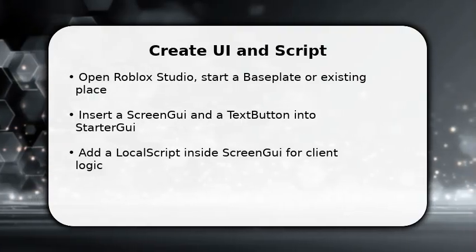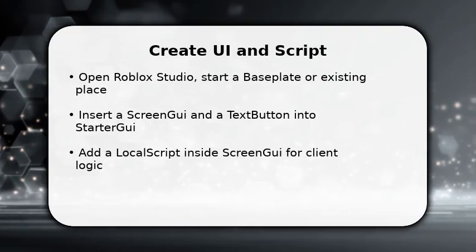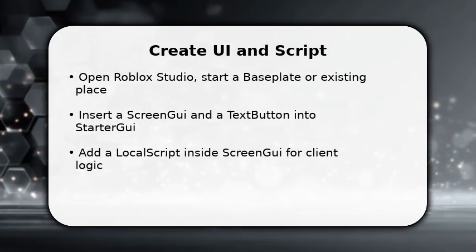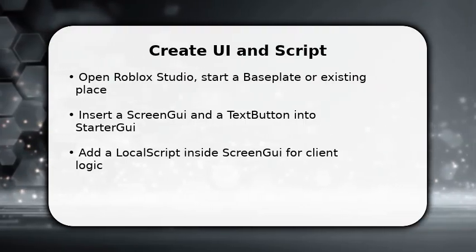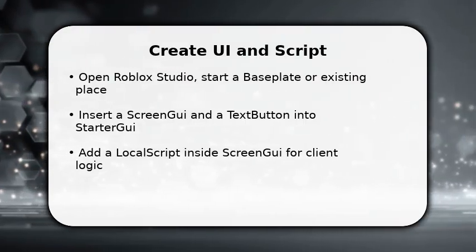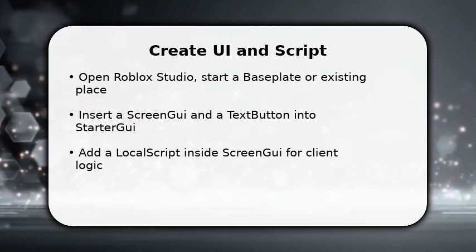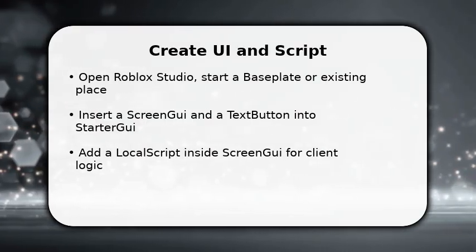You begin by preparing one client UI and the script that controls it. Open Roblox Studio and place a screen GUI in Starter GUI. This ensures each player gets the menu. Insert a text button as your Start menu toggle so you can show or hide content immediately.